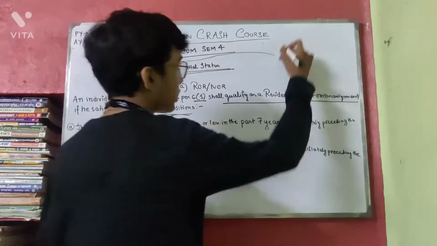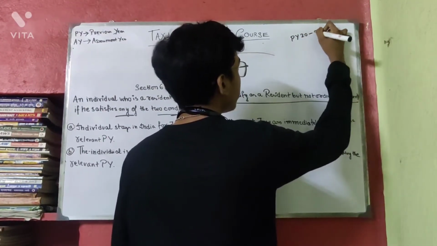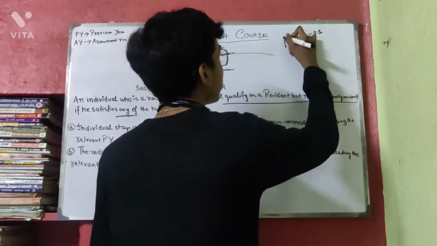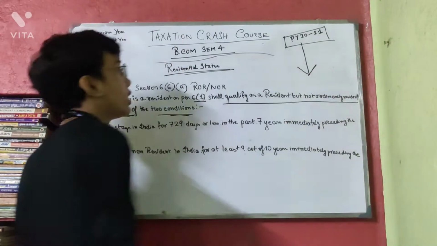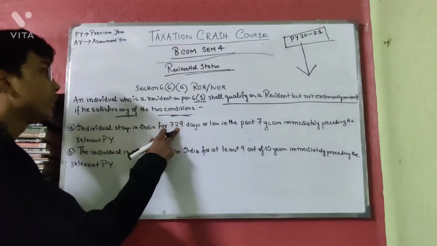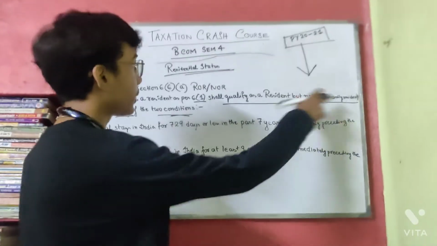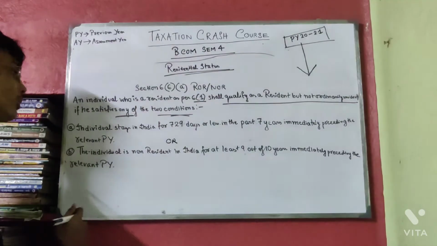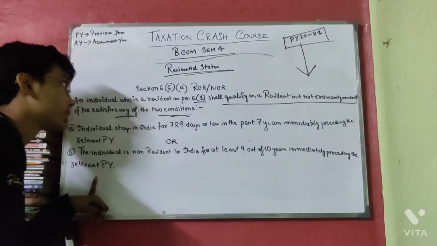For example, if the previous year is 2021, you must see the days of stay in the previous 7 years, and if during those 7 years you have stayed for 729 days or less, and the condition is satisfied, you will directly qualify to be a resident but not ordinary resident. And you must also check that the individual is a non-resident in India for at least 9 out of 10 years immediately preceding the relevant previous year.